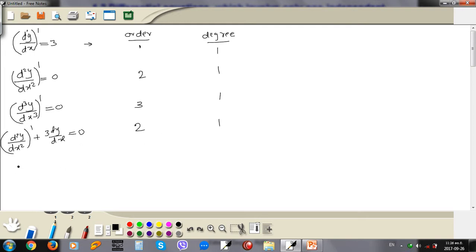Now consider this one, d squared y over dx squared to the power 3 minus dy by dx equals 0. So what is the order? The order is 2, second order. And degree means the power of the highest derivative. The highest derivative is d squared y over dx squared, and its power is 3, so the degree equals 3.